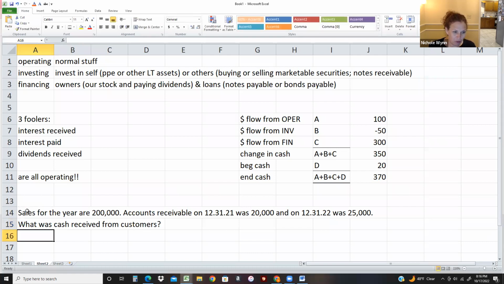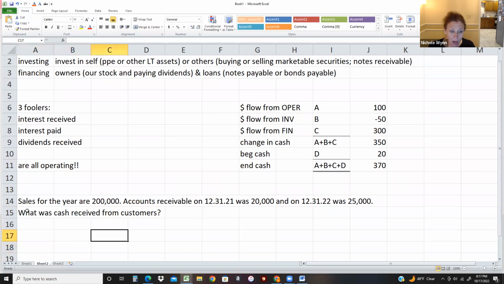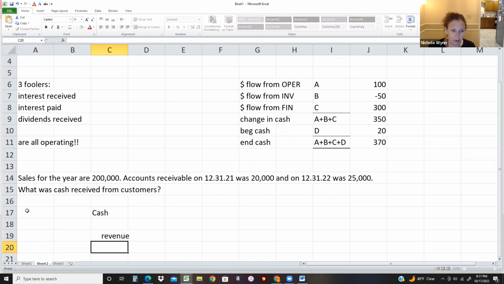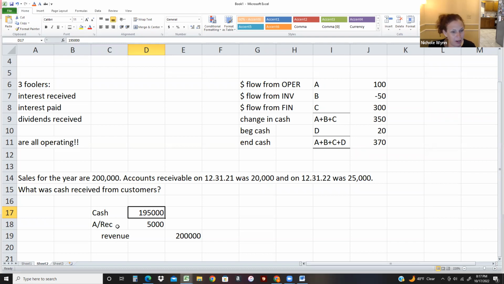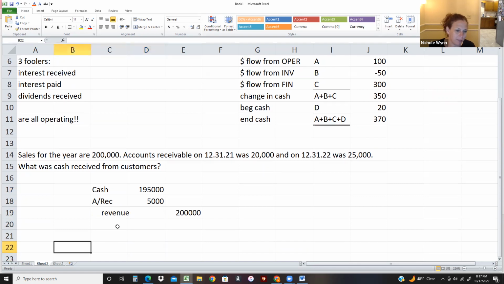When I get a question like this, I just fill in the income statement. I'm getting cash received from customers, and revenue is always a credit. Accounts receivable went from 20 to 25, so it increased by 5, so cash received would have been 195. That would be a good multiple choice question asking what is cash received from customers, and there would be four choices, 195, 200, 205. So make sure you know how to do the journal entry.